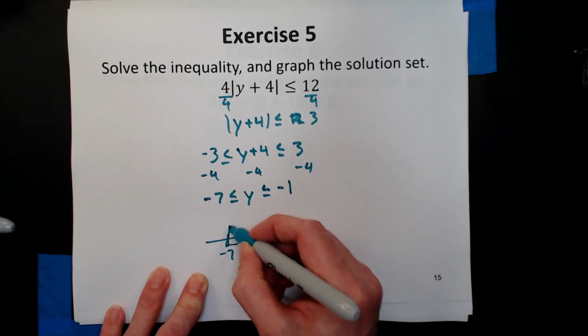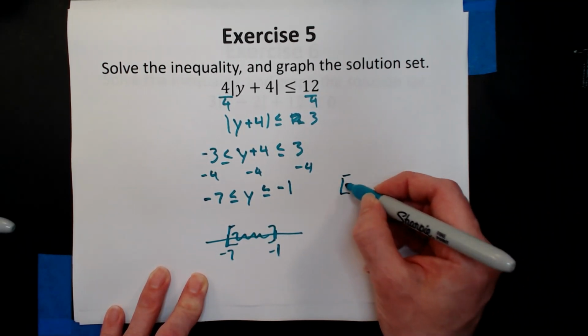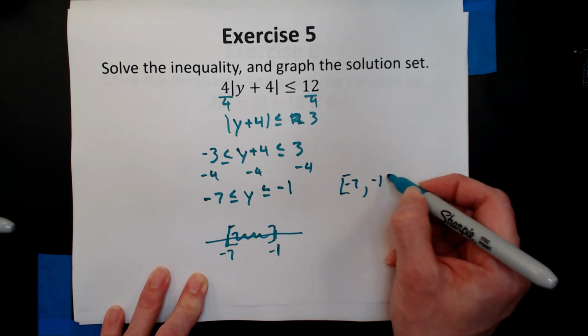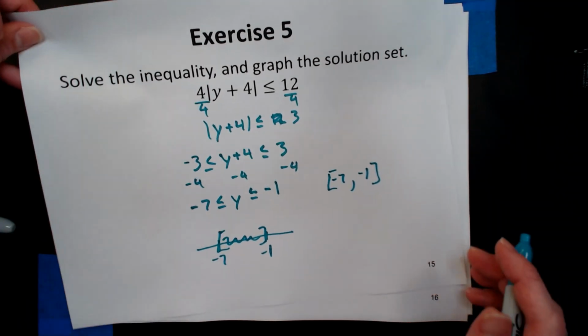We want to include our endpoints. This is an AND statement. And so we're going to say we want all the values from negative 7 all the way to negative 1. And that is our solution set in interval notation.